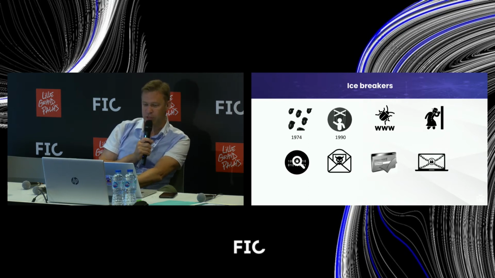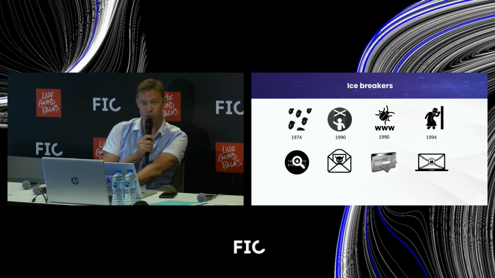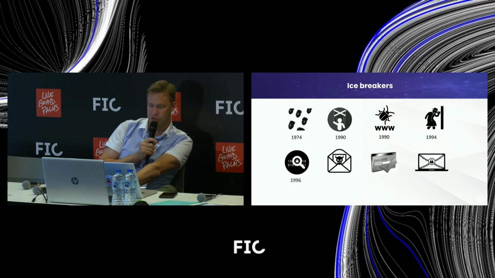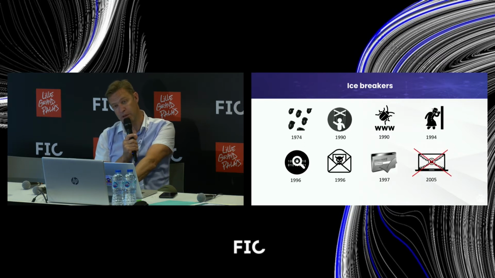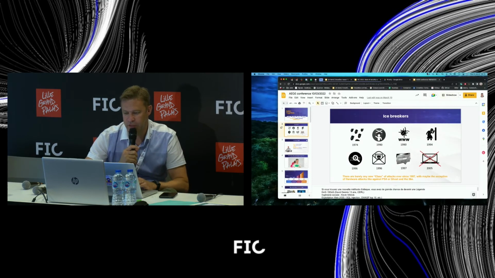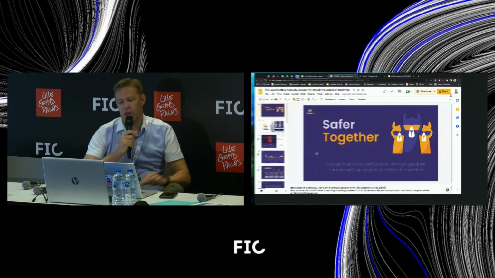So, 74 for the first DDoS. 1990, Kevin Mitnick takes over the whole of the West Coast. 1990, these are the first attacks on the web. 1994 for the fourth icon. Aleph One, Smashing the Stack, 1996. And 96, 97, and 2005 for the last icon. So we will start now.